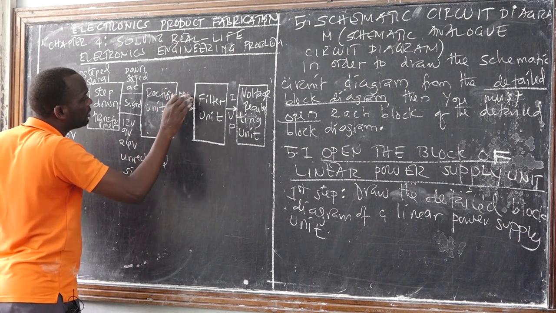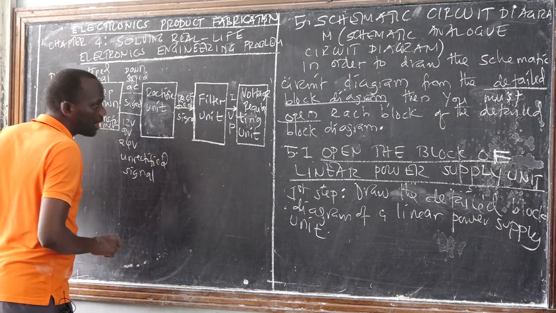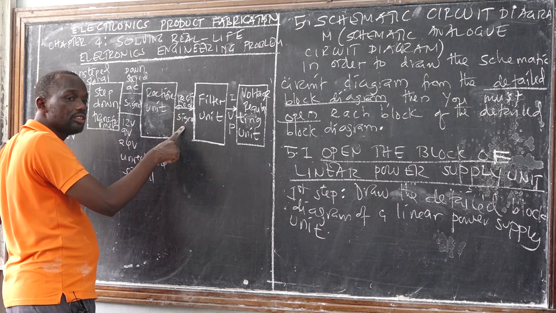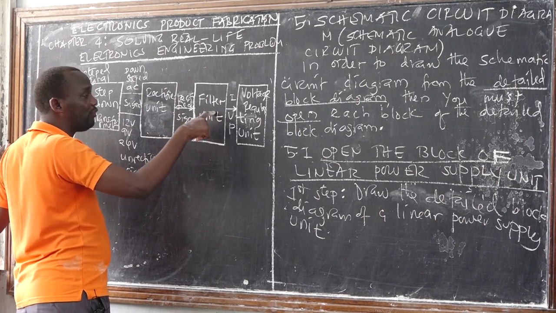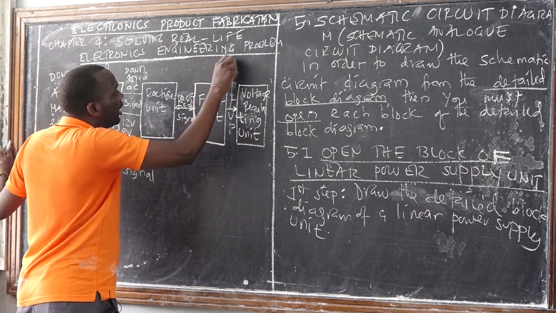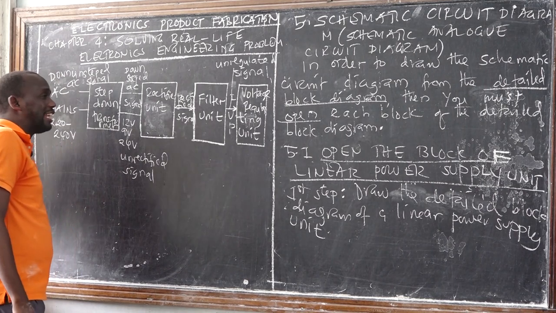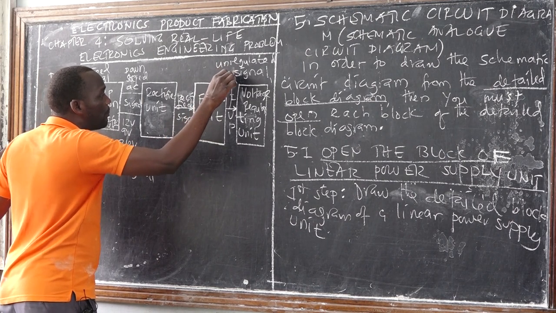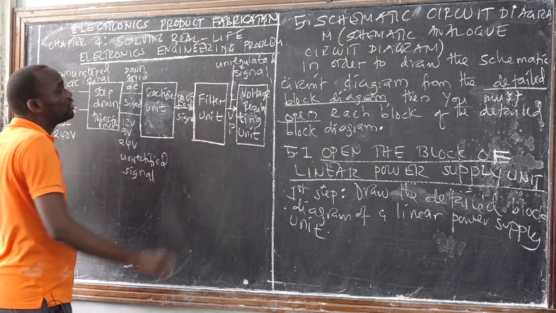And then here we are going to have the rectified signal. Are we together? In other words, this is the unfiltered signal or pulsating signal. Then here we are going to have a filtered signal or unregulated signal. If you feed this one to the electronics or telecommunications components or system, it is going to cause malfunction. Why? Because this is not sufficient DC energy for electronics components.